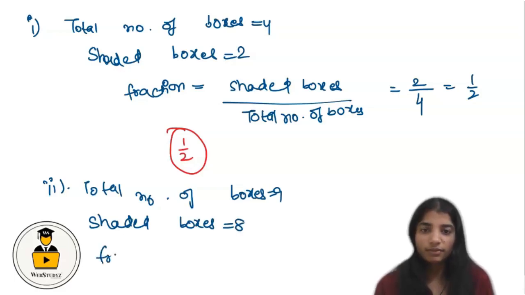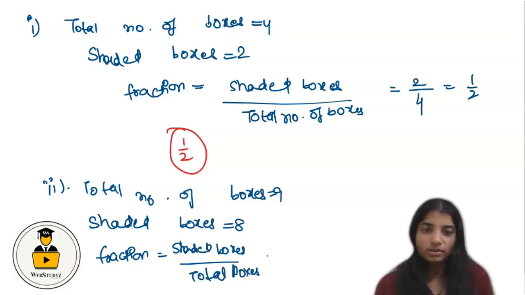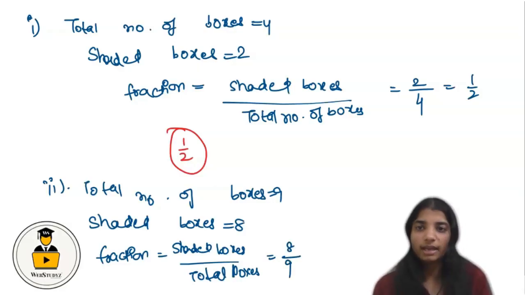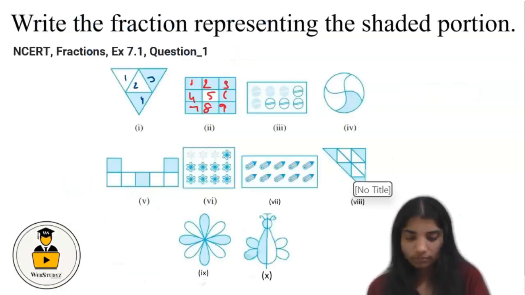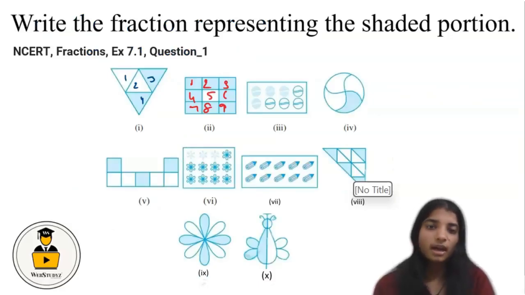So the fraction is equal to the shaded boxes divided by the total number of boxes. So shaded boxes are 8 divided by the total boxes, 9. So from here we can say that the fraction is 8 divided by 9. So this is the answer to part 2 of this question. So let's start with part 3.